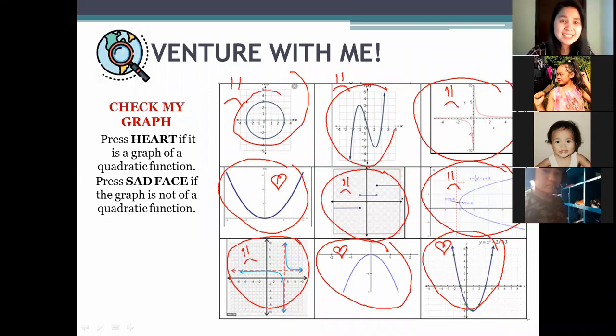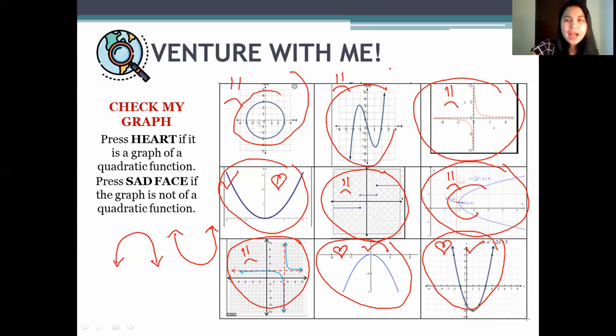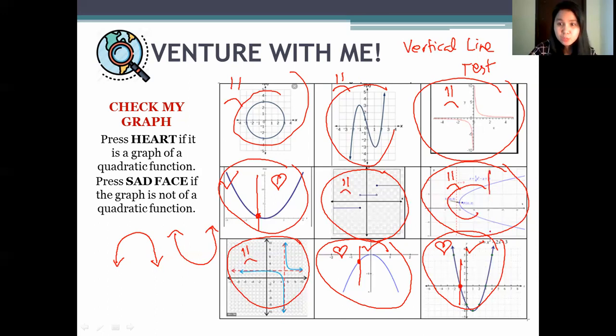Now, let us see the pattern of the hearts. It's only this one, 1, 2, and 3. Remember, the graph of your parabola can be this one or this one. Again, it can open upwards or it can open downwards. Not this one. Why? Here, I think you have heard of the vertical line test. The vertical line test is a test when you draw a vertical line and once it passes once, then it is a function. If you check your parabola, it only crosses once. But if the parabola opens sidewards, it will cross twice. Therefore, it is not a function.